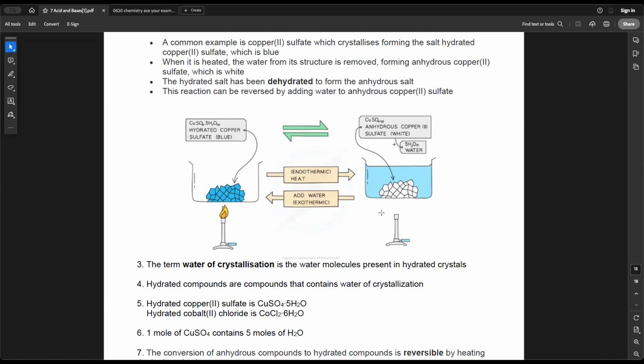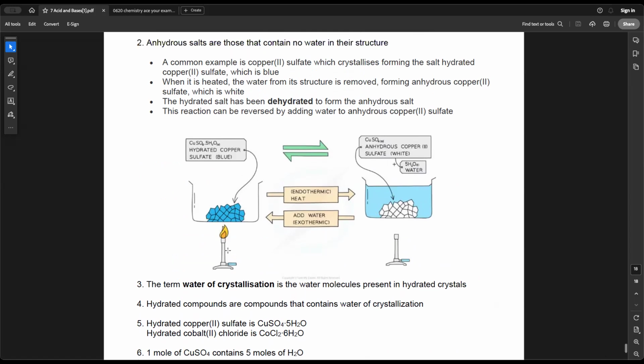But it could come out, right? It's just more common, copper 2 sulfate. Copper 2 sulfate goes from white to pink. No, wait, white to blue. Yes, white to blue or blue to white, depending on whether it's hydrated or anhydrous.